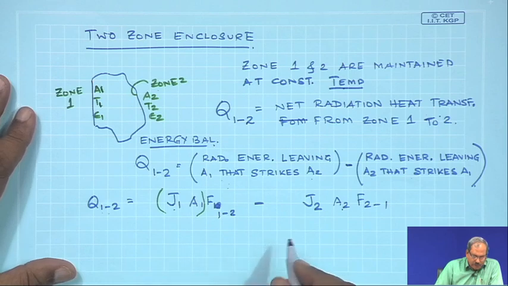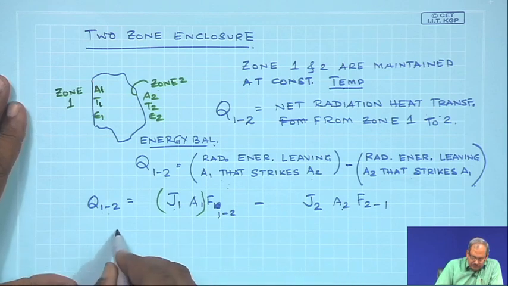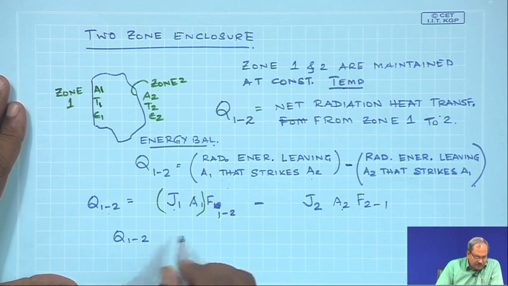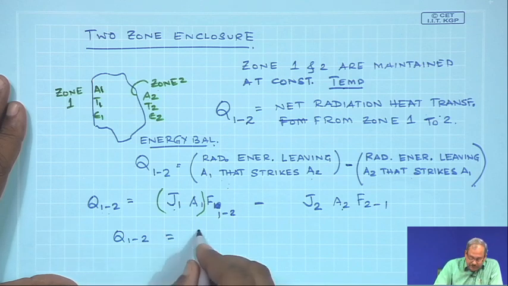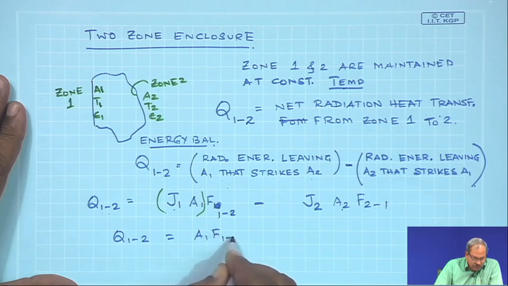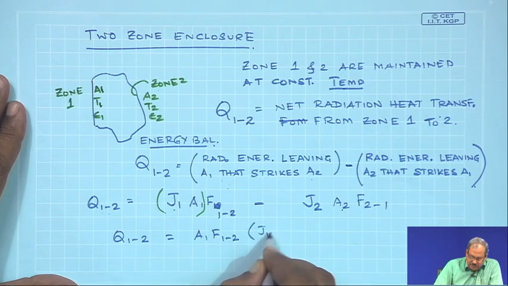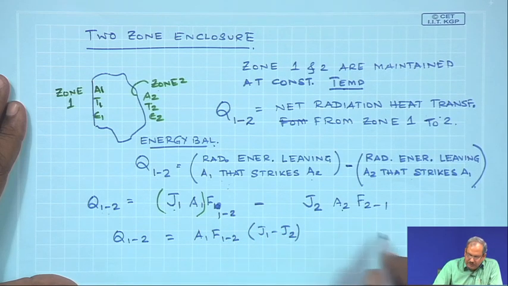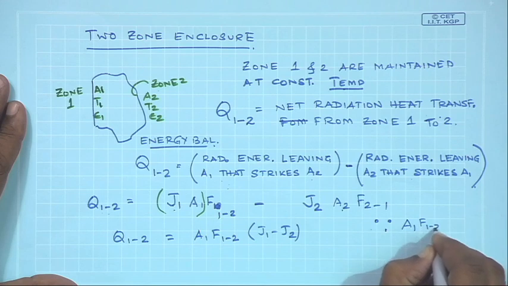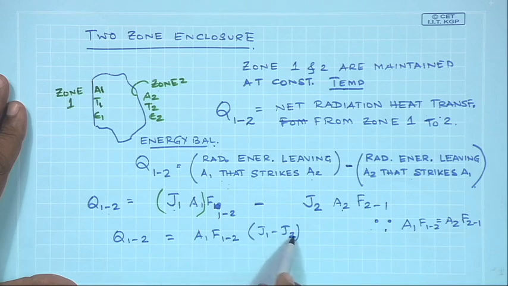So, we can then take it a little bit further to be as A1 F1 to 2 times J1 minus J2, and we have simply used the reciprocity relation that A1 F1 to 2 should be equal to A2 F2 to 1. So, using the reciprocity relation, I can express it in this way.